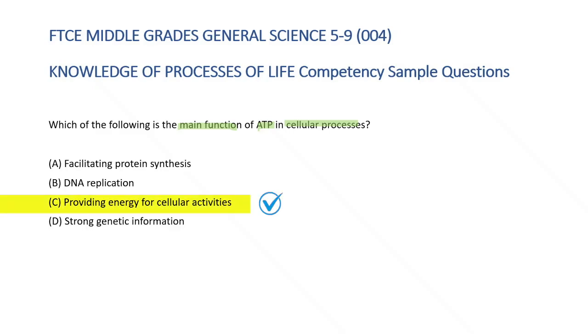Therefore, C, providing energy for cellular activities, is the correct answer because ATP, adenosine triphosphate, is the primary energy currency in cells. It stores and provides energy for a vast array of cellular activities, including active transport, movement, synthesis of molecules, and signal transduction. So therefore, C is the best answer.